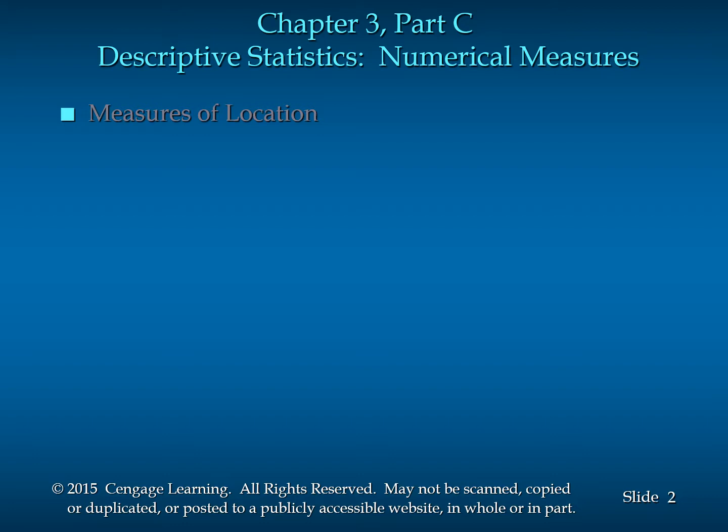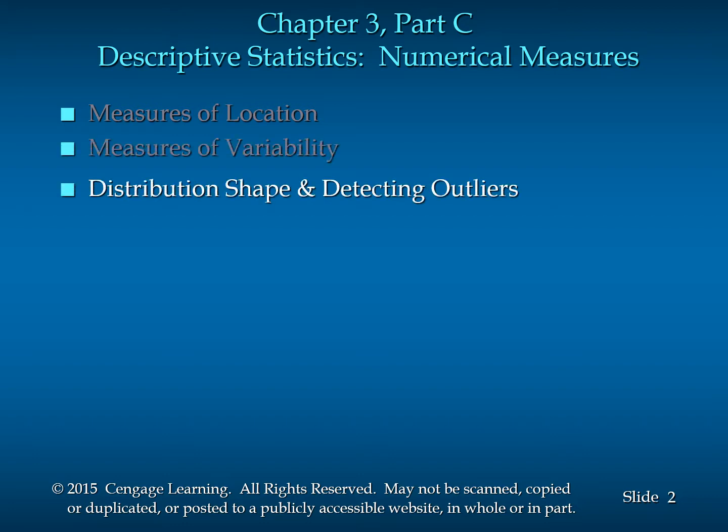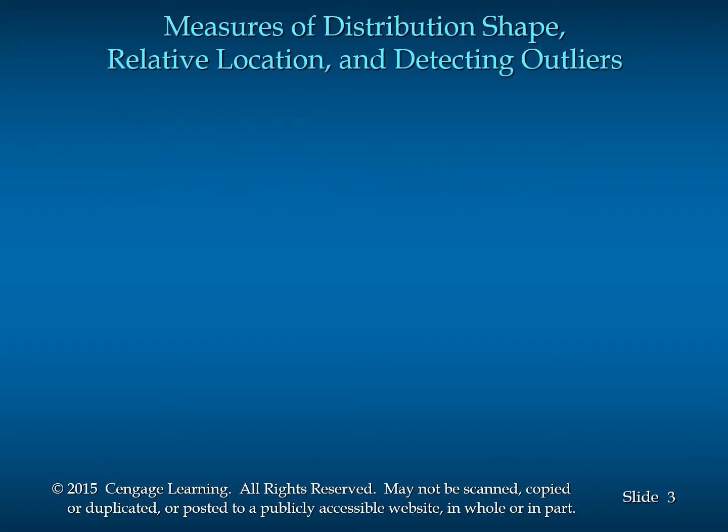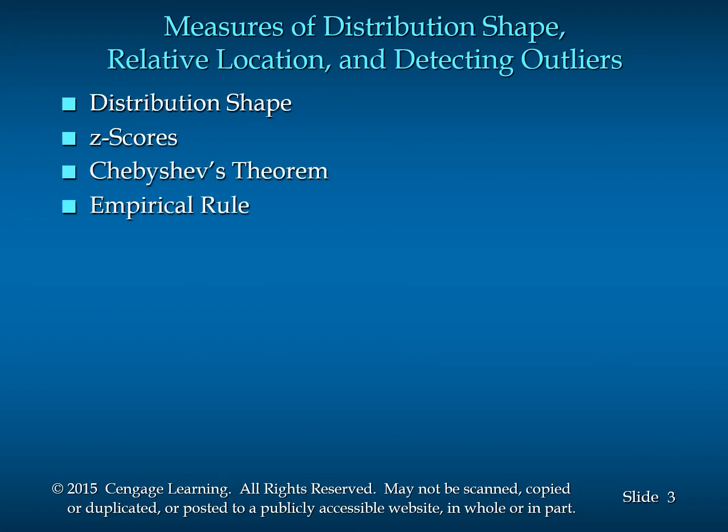In this last lecture from Chapter C, we will learn about the shape of distributions and the means to detect outliers. Two of the most important and useful concepts in the remainder of this course are that of the z-score and the empirical rule. They allow us to make inference about normal distributions. More about this in Chapter 6.